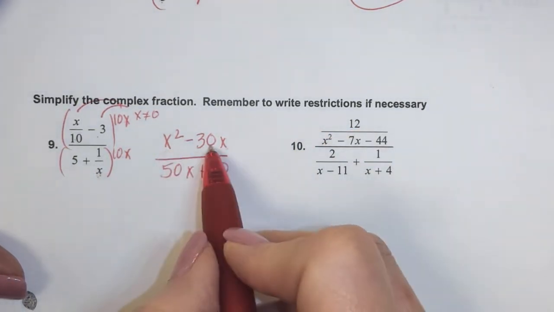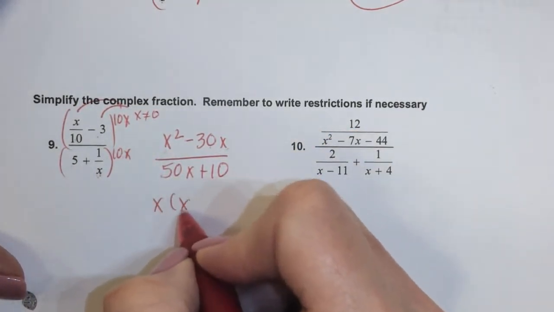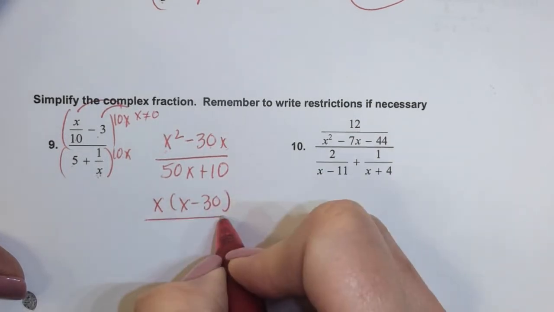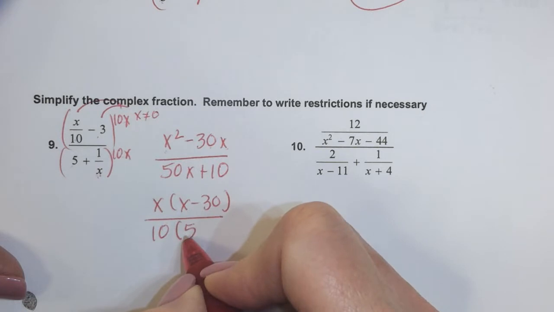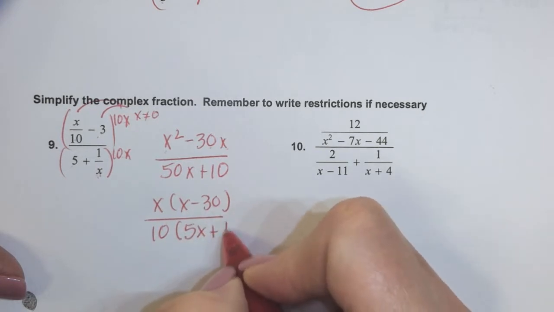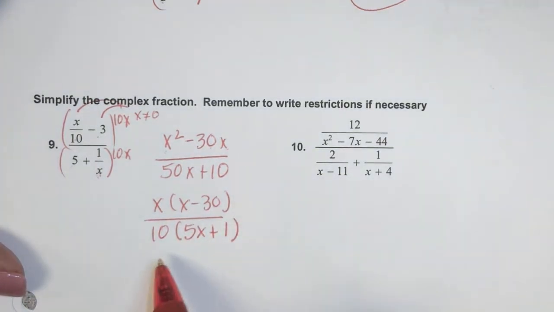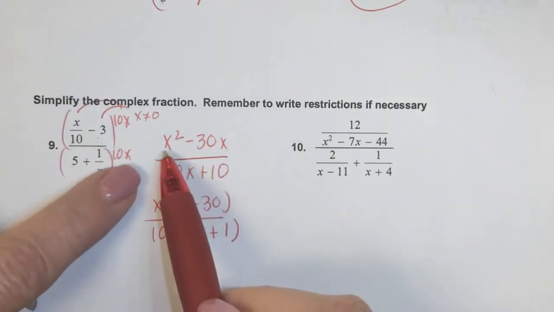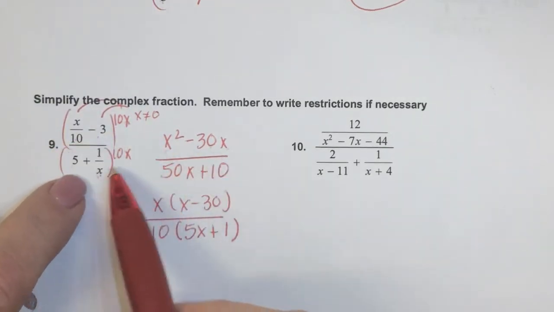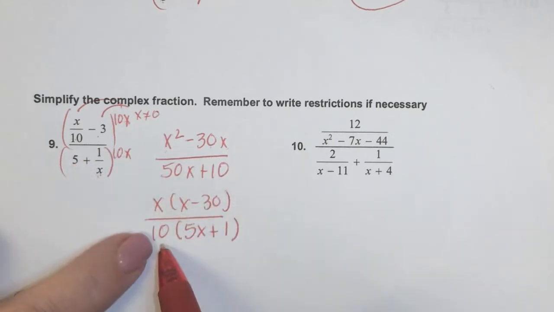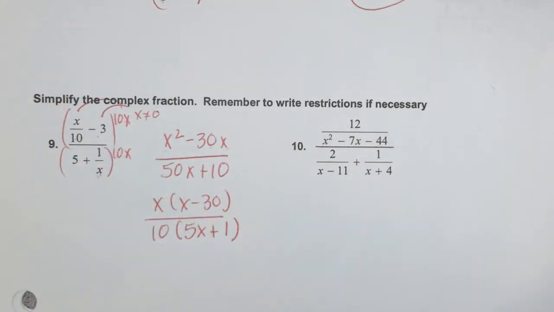So now I'm going to factor out an x, so x times (x minus 30) over, here I'm going to factor out a 10, and that's going to give me (5x plus 1). So now I'm just going to see if I can do any canceling. So when I look back here, just checking this out, okay, nothing's going to cancel, is it?